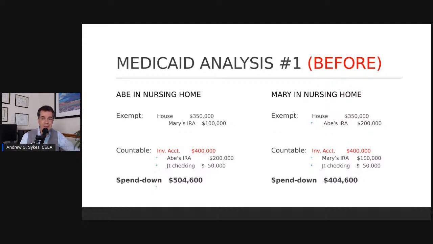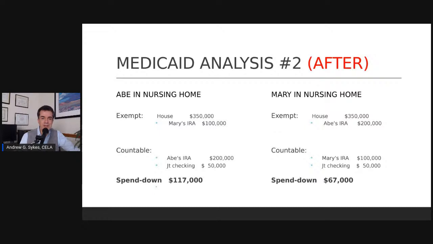But after 5 years, when the trust has been in existence and been funded for more than 5 years, it would look like this. This is the after. All right, so now we don't have that big investment account in there to be part of the spend down. So the way the numbers work out is if Abe's in the nursing home, spending down a little over $100,000, $117,000. If Mary's in the nursing home, spending down $67,000.